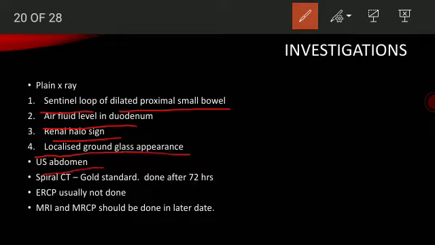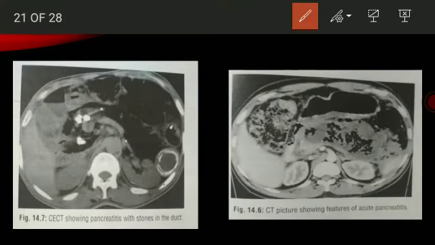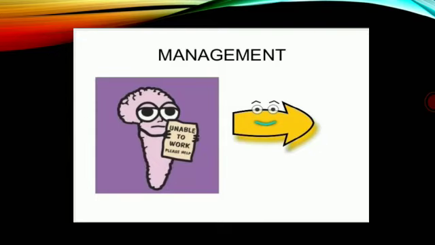Then we will perform ultrasound of the abdomen. Then spiral CT, which is considered the gold standard, done after 72 hours. ERCP is usually not done, as iatrogenic causes include ERCP. So MRI, MRCP should be done at a later date. So these are the investigations. This is the CECT showing pancreatitis with stones in the ducts. This is the CT picture showing features of acute pancreatitis.